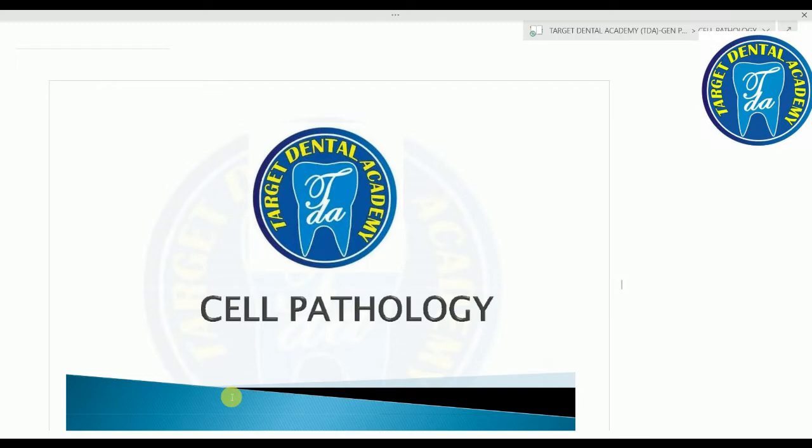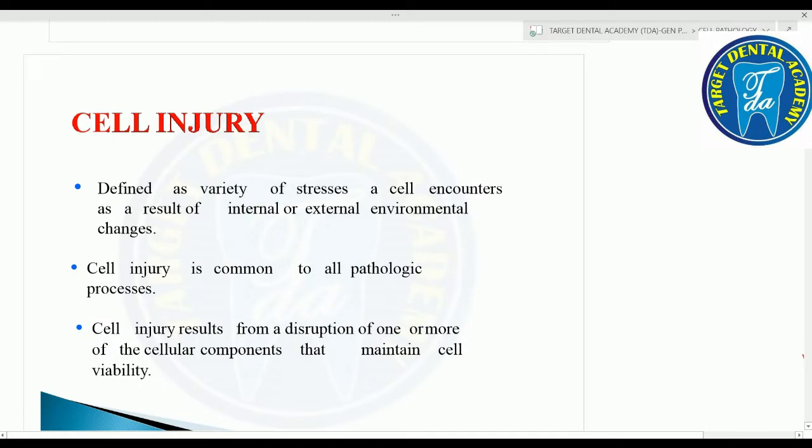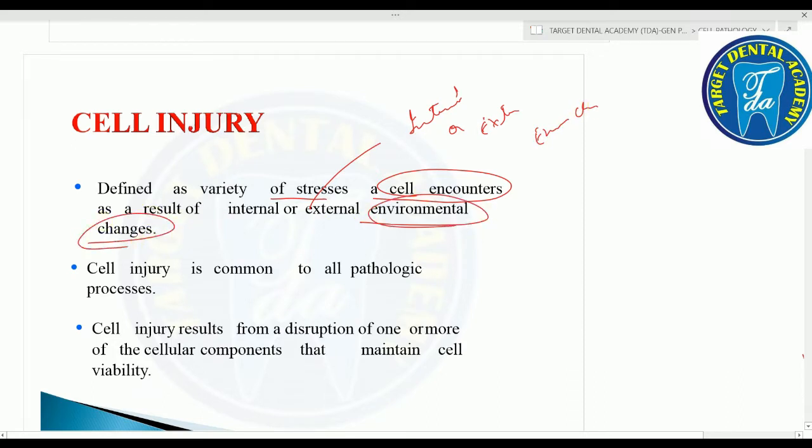In general pathology, first we are going to cover our first unit, that is the cell pathology or the cellular pathology. So starting with the cell injury. So basically what is cell injury? It is defined as a variety of stresses a cell encounters as a result of the internal or the external environmental changes. This is known as the cell injury.